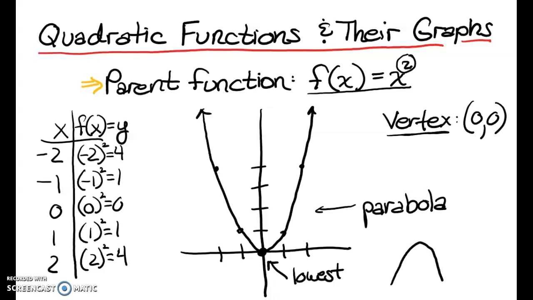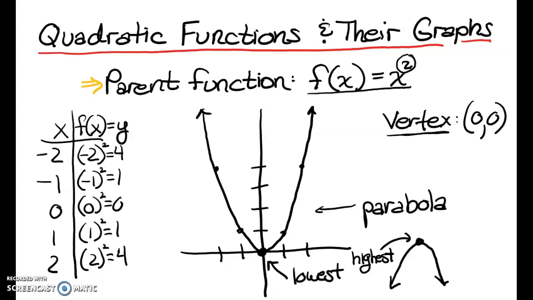Parabolas don't always have to face up or open up. They can open down. So the inflection point for a parabola that's opening down would be the highest point on the graph. It's where the graph turns from either going down to up, or up to down. All right, so for a basic parent function of f of x equals x squared, the vertex is 0, 0, and this is what the graph looks like.